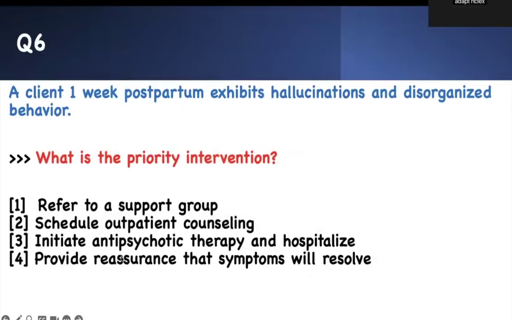Number 6, what is the key here? A client 1 week postpartum exhibits hallucination and disorganized behavior. What do you think? Stop the video. Answer the question. Let me know what you think. What is the priority intervention? Refer to a support group, schedule outpatient counseling, initiate antipsychotic therapy and hospitalization, provide reassurance that symptoms will resolve.